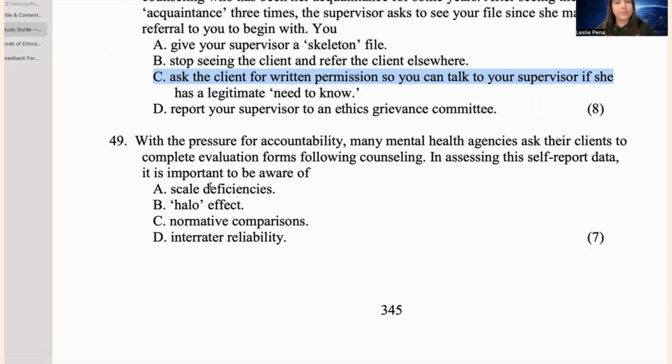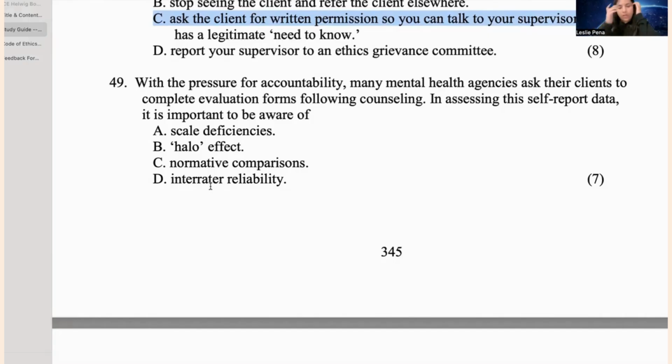Where are we? 49. Okay. With the pressure for accountability, many counseling and mental health counseling agencies ask their clients to complete evaluation forms following counseling. In assessing this self-reported data, it's important to be aware of the what. Them trying to appear better than they are, perhaps. The halo effect.